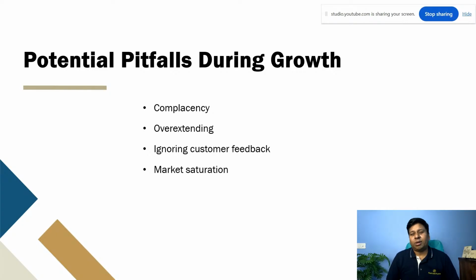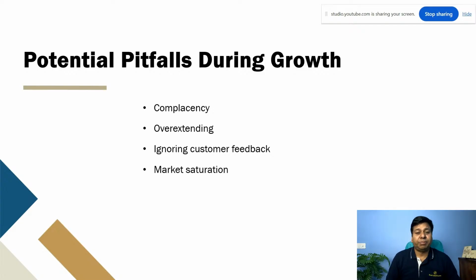And there is a common practice: once we are successful, we start ignoring customer feedback. We start saying, okay, we have that many customers already and they are satisfied, so why is this customer complaining? Do not ignore customer feedback. You have taken the feedback while introducing the product, developing the product, setting up the production line. That's perfectly fine. But customer feedback is always important.